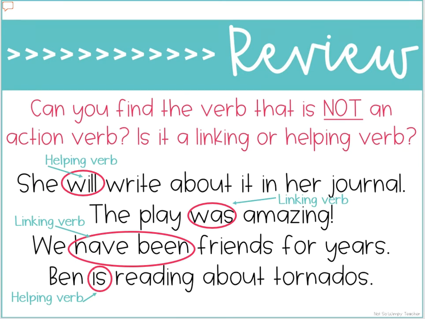Okay, I did some circling here and added in some words. See if you can follow along. In the first sentence, will would be the non-action verb, and it is a helping verb. The play was amazing. Was is the non-action verb, and it is a linking verb. Have been are both linking verbs. They are not action verbs. And is a non-action verb. That is a helping verb. It's helping the verb reading in this sentence.